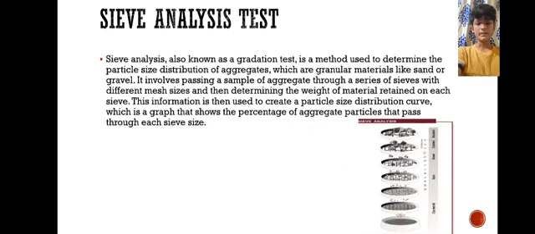Sieve analysis test. Sieve analysis, also known as a gradation test, is a method used to determine the particle size distribution of aggregate, which are granular materials like sand or gravel. It involves passing a sample of aggregate through a series of sieves with different mesh sizes and then determining the weight of material remaining on each sieve.